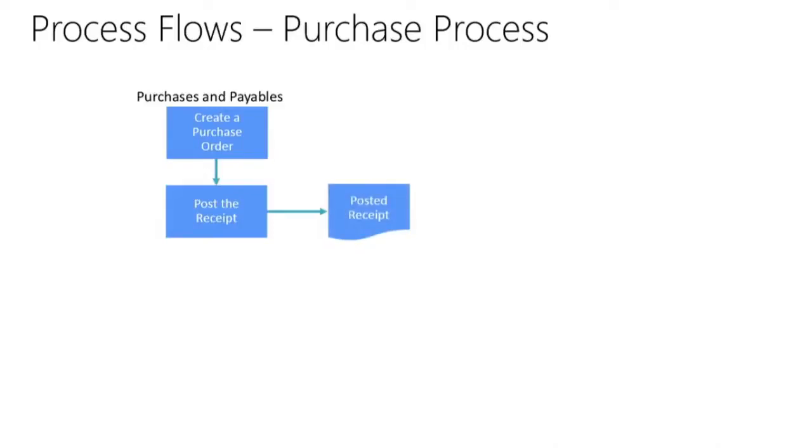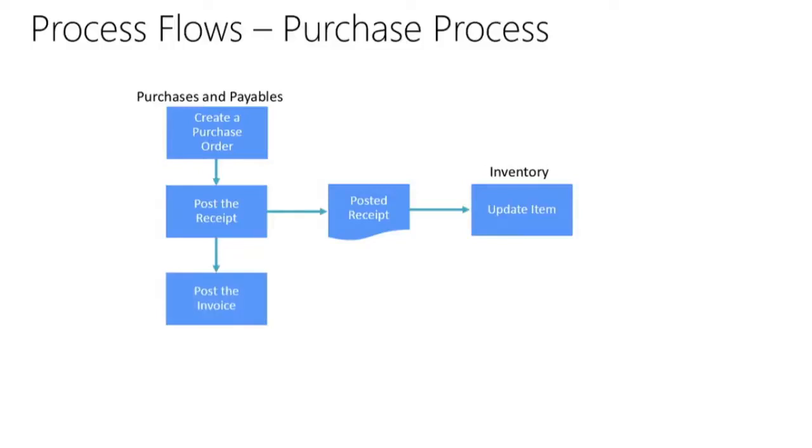Now, from then on, once the information and the goods have arrived in our company in the system, we are ready to update the inventory for the items that we have purchased. Once the inventory of the item has been updated, we are ready to create the posted invoice. And based on that invoice, we are, of course, ready to start to create a payment for our vendor.